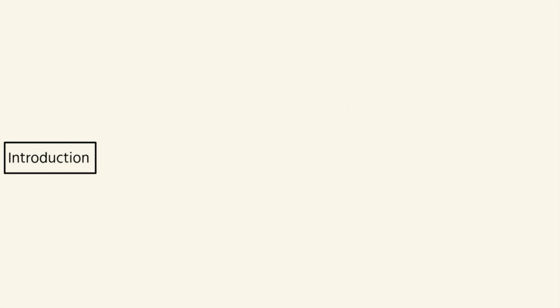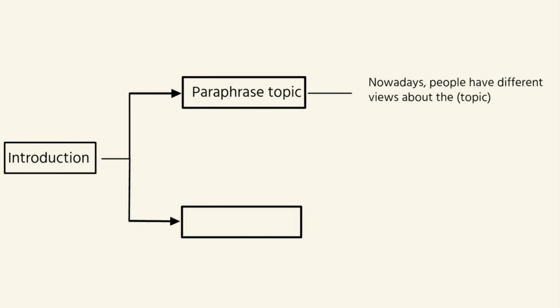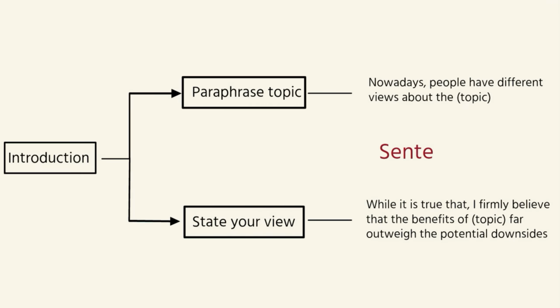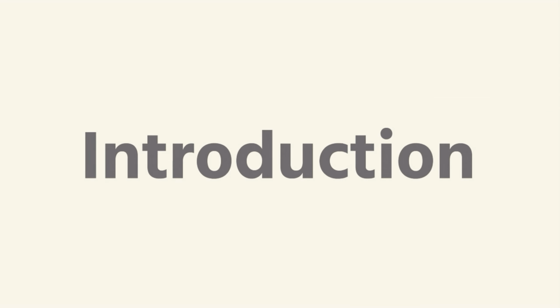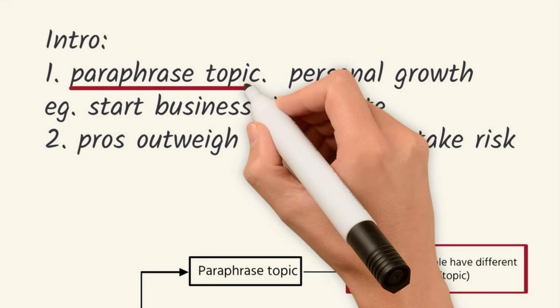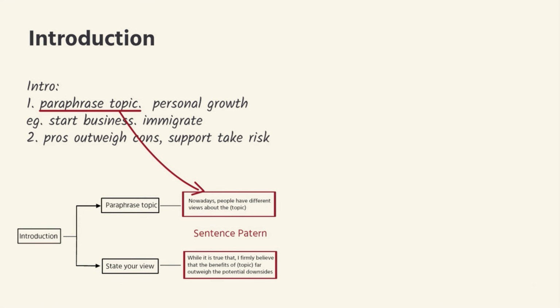The flowchart serves as my database of sentence structure. I never try new sentence patterns while writing. I record the phrases and patterns for each paragraph and put the relevant content in accordingly. Introduction. First sentence. Paraphrase the topic with a familiar sentence pattern.